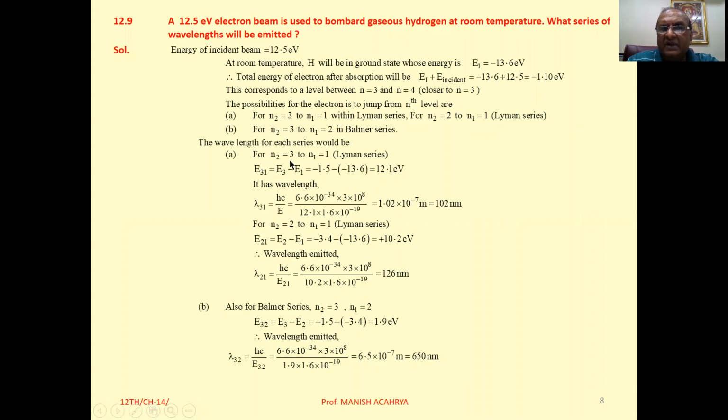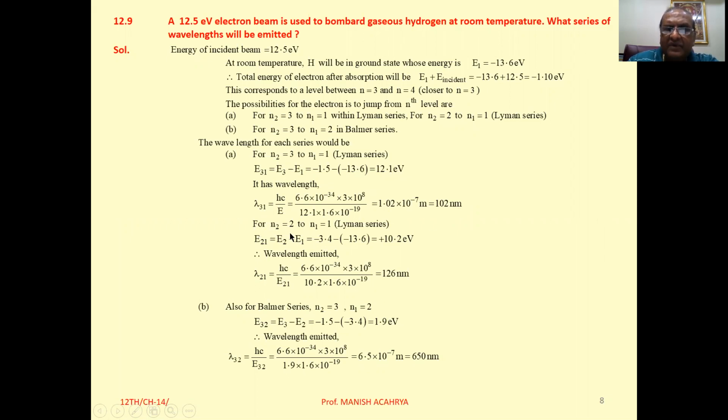Now for the transition from 3 to 1, the energy difference is minus 1.5 minus minus 13.6, that is 12.1 electron volt. Now E is hc by lambda, so lambda is hc by E. Substitute the value of h, 6.6 into 10 raised to minus 34, c that is 3 into 10 raised to 8, and energy 12.1 electron volts, multiplied by 1.6 into 10 raised to minus 19 to convert to joule, and you will get the wavelength emitted.